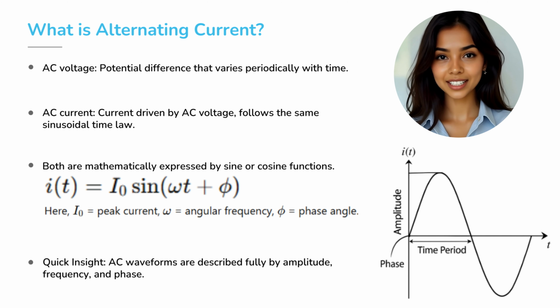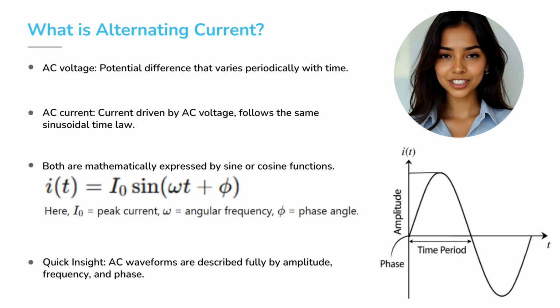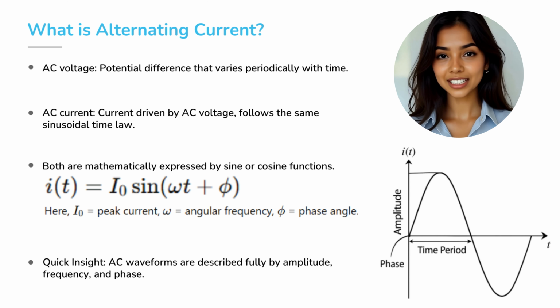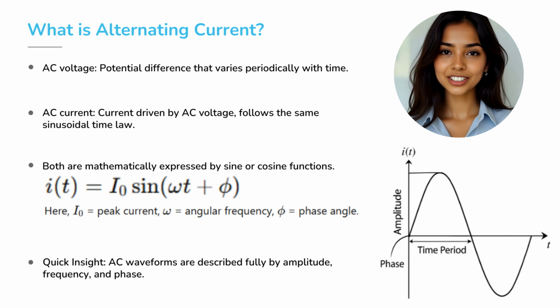As you can see in the diagram, the current waveform starts at 0, rises smoothly to a peak, drops back to 0, dips negative, and then returns again, completing one full cycle. The distance between two peaks is called the time period T, and the height of the peak is the amplitude. Along with frequency and phase, these three quantities, amplitude, frequency, and phase, completely describe any AC waveform.